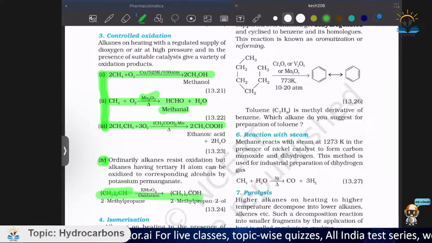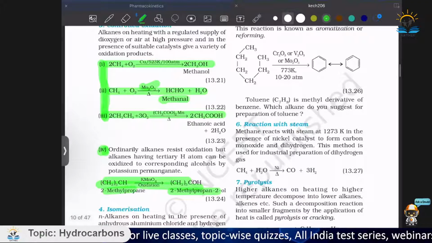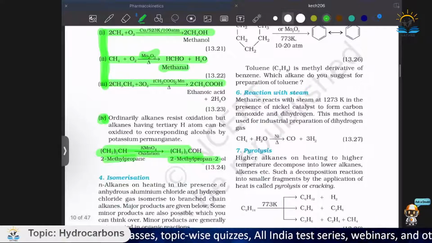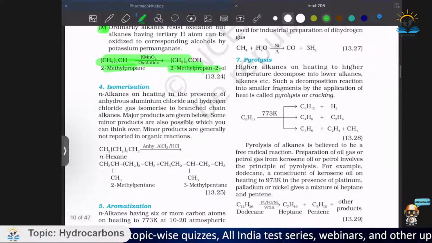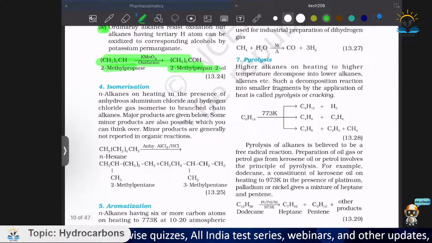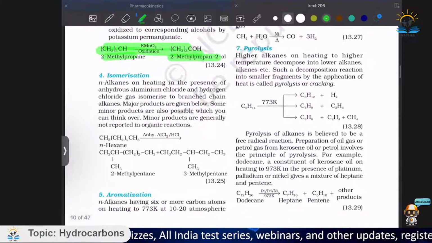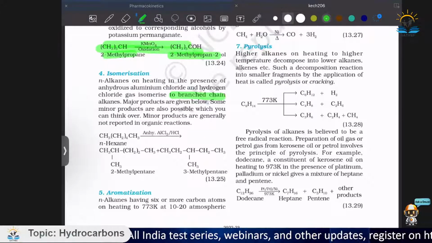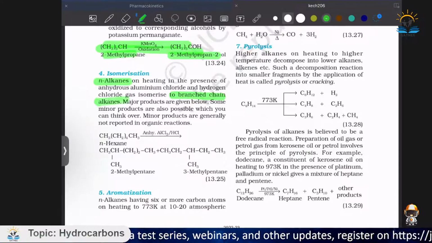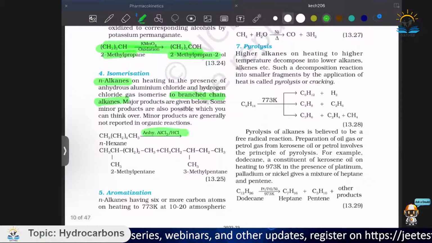Then you have isomerization. What is an isomerization reaction? It is converting a straight chain alkane into a branched chain alkane. This is isomerization. What is the catalyst? Anhydrous AlCl3 and HCl.